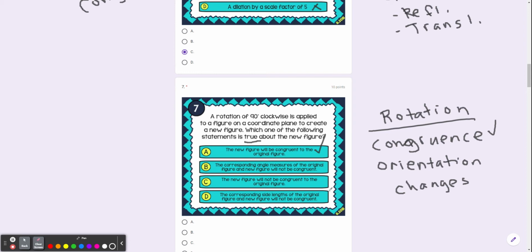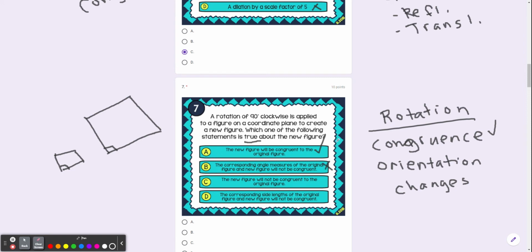The corresponding angle measures of the original figure and new figure will not be congruent. That is not true. And real quick, let me point that out. I noticed some of you last week were getting confused on the angles. So think about if I have a sheet of paper, maybe a Post-it, and then I blow it up and make it into an even bigger piece of paper. Even though it grew, you see how it still has right angles. The angles stay the same. So the angles don't change in the transformations. All of your transformations will not change your angles.